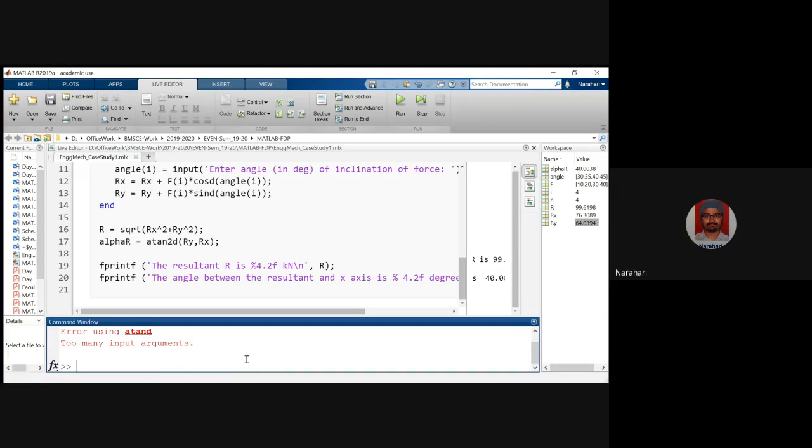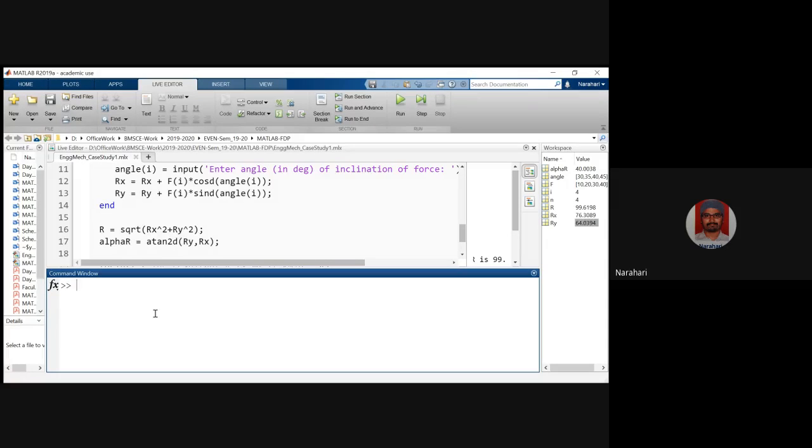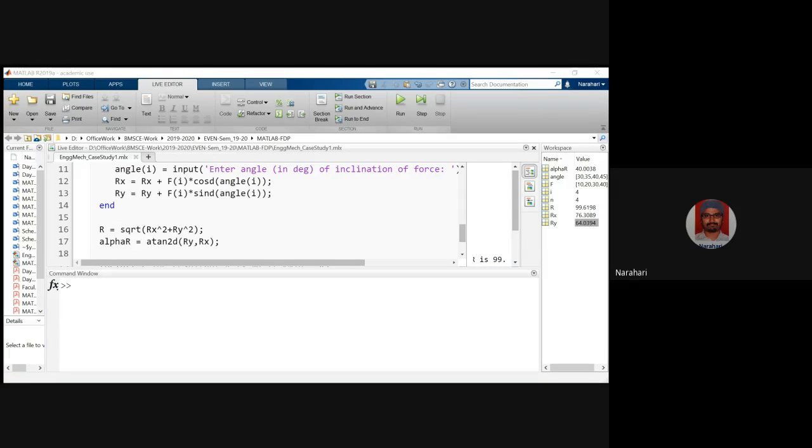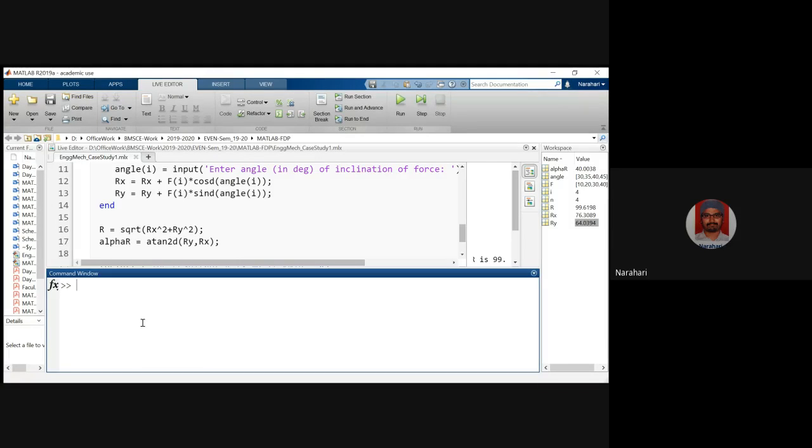Too many input arguments. Oh, wait a second, wait. I'll just try tan2d, 5 comma minus 3.